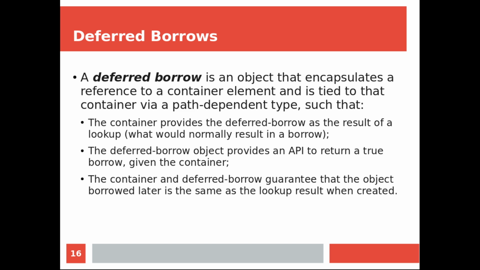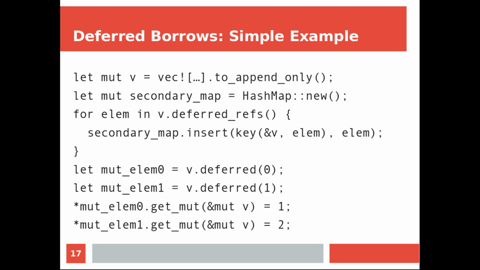I've used a vector as a simple example here, but we'll see a number of other data structure examples in a few slides. So let's look at a simple example. We start with a vector v, and we convert it to an append-only vector to allow us to take deferred borrows as described earlier. This code is going to iterate over the vector's elements and store references to the elements using deferred borrows. As we observe each element, here calling a function key to compute some secondary key, note that we need to pass a borrow to v, to key, as well as the deferred borrow itself.